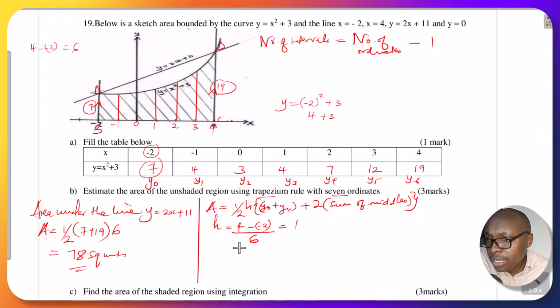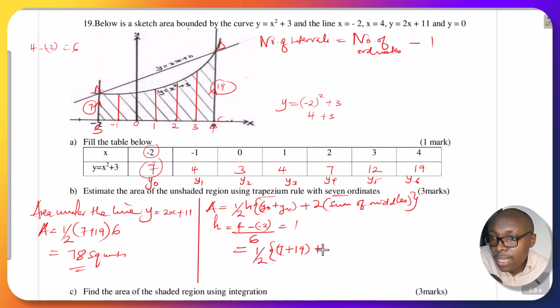So now get the area. The area will be half times 1, which makes no difference. And then y0 plus yn. y0 is 7. And then yn, the last one here, is 19.